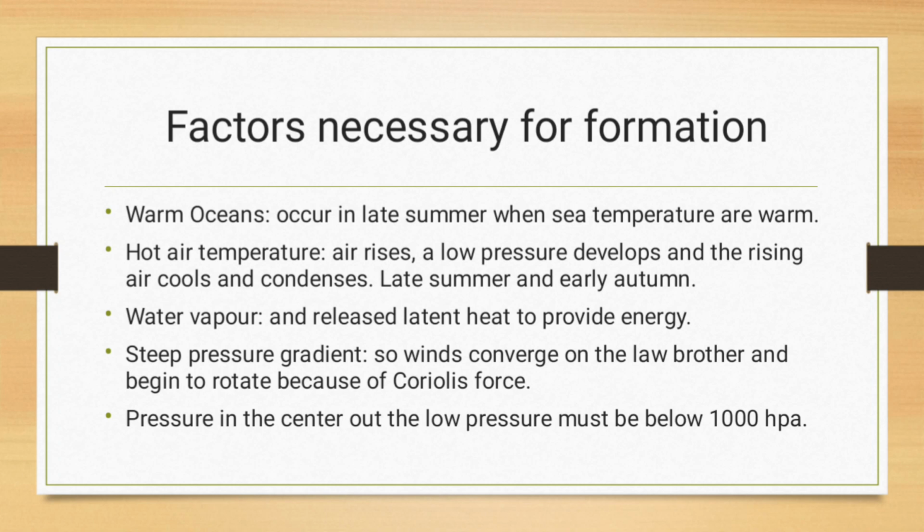The water vapor is going to release latent heat to provide energy so that a tropical cyclone can occur. So there must be a steep pressure gradient. The winds are going to converge at the low pressure. Sorry, it was supposed to be pressure. Typing error. So the winds are going to converge at the low pressure and begin to rotate because the Coriolis force is available to diverge the winds.